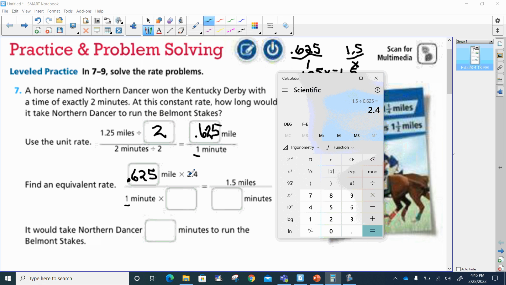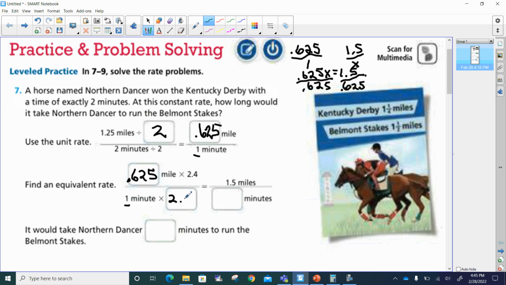And that's where they got this 2.4. They kind of gave you the answer. So that means if I multiply the top by 2.4, I have to multiply the bottom by 2.4. And 1 times 2.4, well, that's 2.4. Which tells me it would take Northern Dancer 2.4 minutes to run the Belmont Stakes. And if somebody wanted to put this as a fraction, they probably could. There would be nothing wrong with it because it didn't say leave it as a decimal. And that would be 2 and, let's see, I would say 2/5.